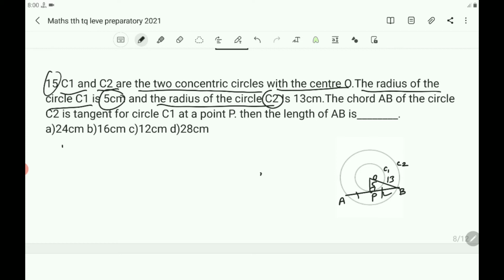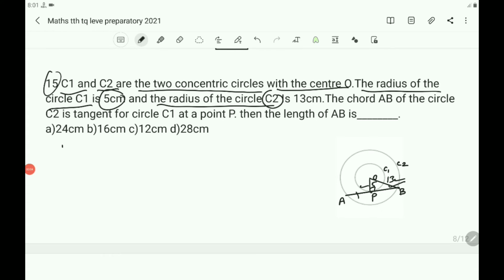Therefore use the Pythagoras theorem to find PB. If you get PB, you know that AB is twice PB. Again here if you know the Pythagorean triplet, you will get the measurement of this one, because here it is 13, here 5 is there, and it must be 12. 5, 12, 13 are the Pythagorean triplet, or otherwise use the Pythagoras theorem.